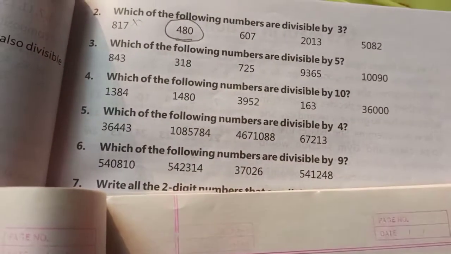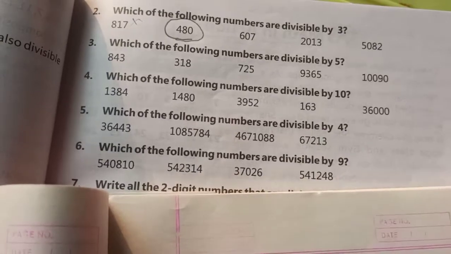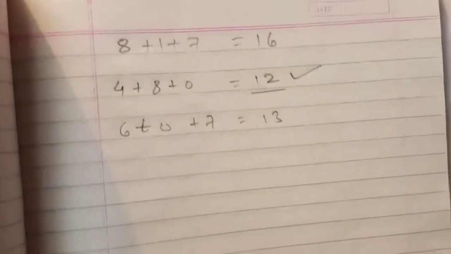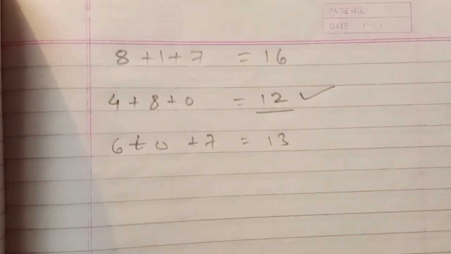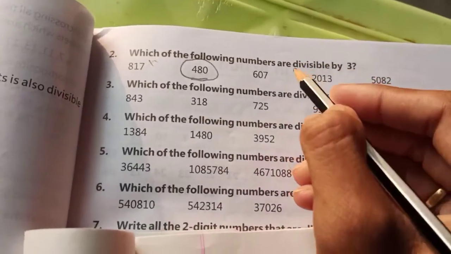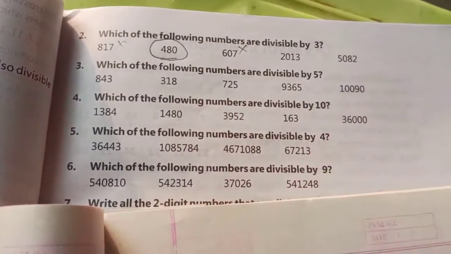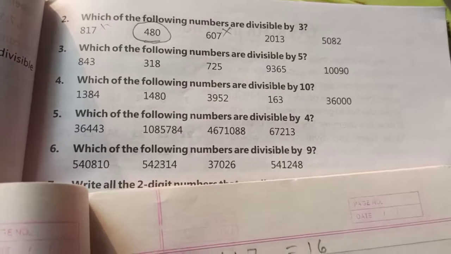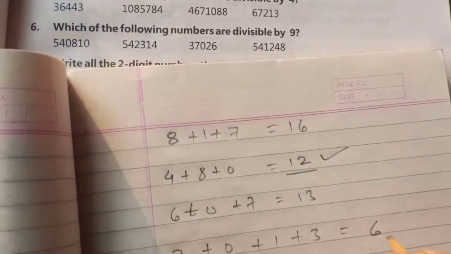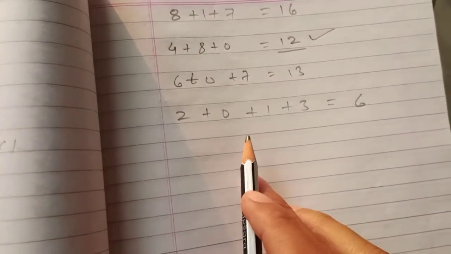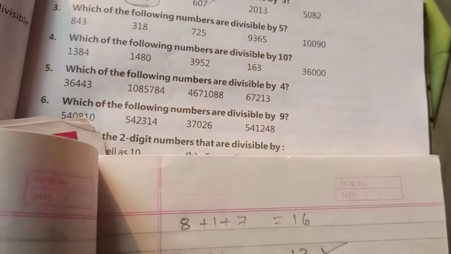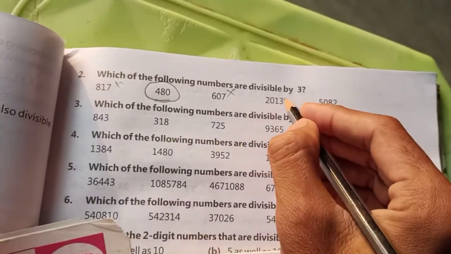Now the next one, 607. So 607 we are adding, it is 13. 13 is not divisible by 3. So this number is also not divisible by 3. Now the next one, 2013. 2 plus 1 plus 3 equals 6. 6 is divisible by 3. It means the number is also divisible by 3.